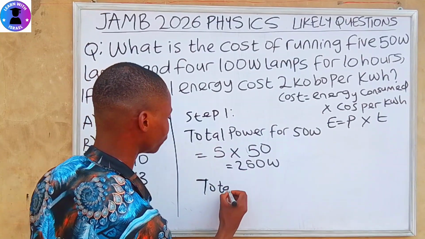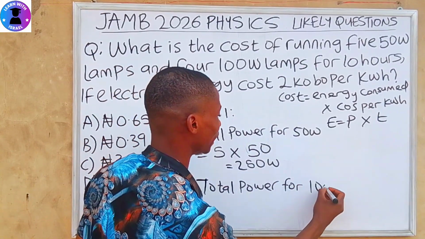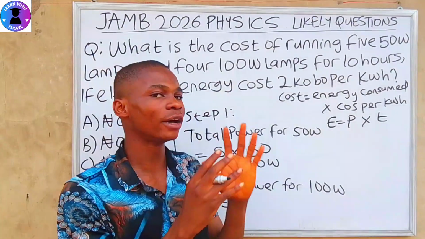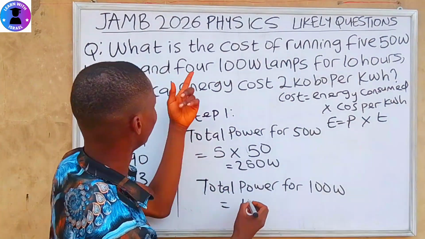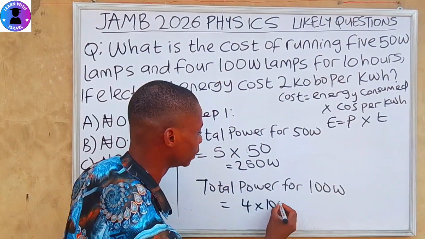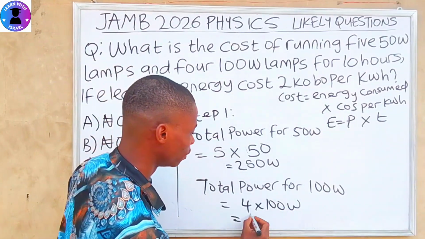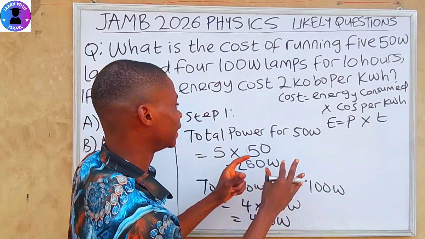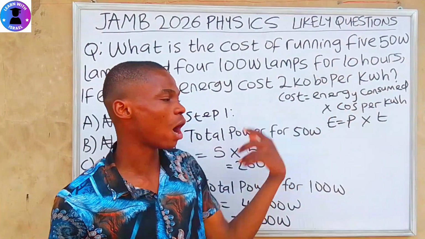Total power for 100 watts equals, it means 100 watts in 4 places. So 4 multiplied by 100 watts will give us 400 watts. And we cannot leave it like that because we have to calculate it in kilowatt per hour.